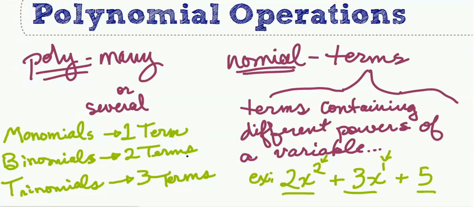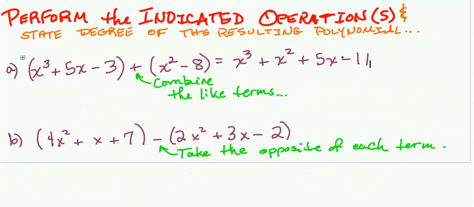Let's take a look at some of the skills you're going to have to master for your test. We want to perform the indicated operations. We're going to start with addition and subtraction. So this first problem, A, and then we'll state the degree of the resulting polynomial. In A, we have addition between two polynomials. That's the indicated operation.